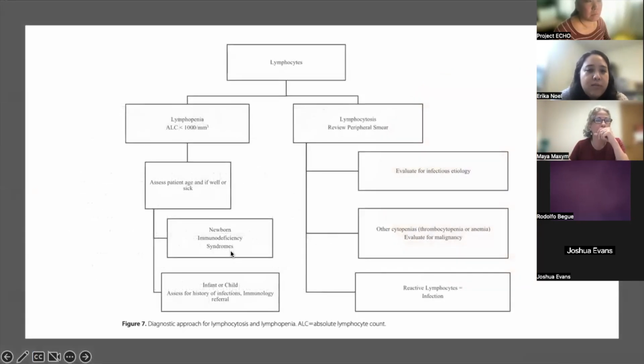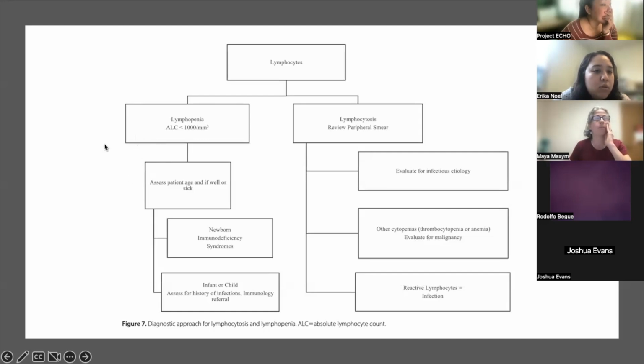Just as an FYI, patients with lymphoid malignancy will often have additional cytopenias. So for lymphocytes, this was a similar diagram looking at low lymphocytes versus high lymphocytes. There's a diagram of what we can do to address it. So for lymphopenia, assess the patient's age and whether they are well or sick.